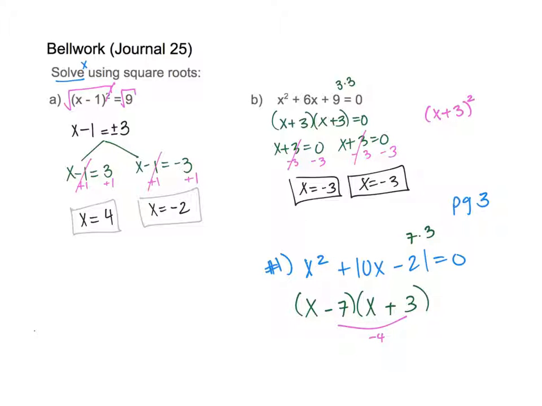Wait a minute. If that middle term's a 10, the only way for that to happen is if they were both positives, right? 7 plus 3 gives me positive 10, but when I multiply them, I get positive 21, which is not what's here. So the problem becomes, well, this might not be factorable. And I'm going to tell you right now, this problem isn't factorable. So when something's not factorable, what do we do? We can't find the factors, so we can't set them equal to 0, so we can't solve for x.